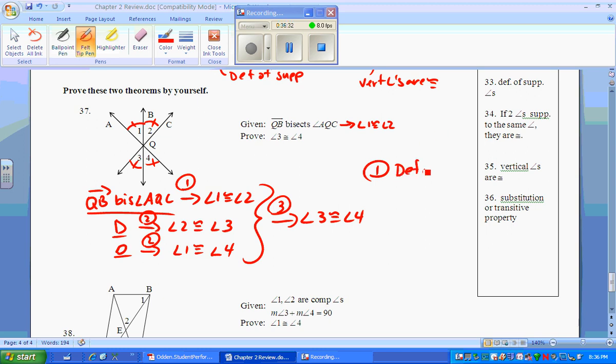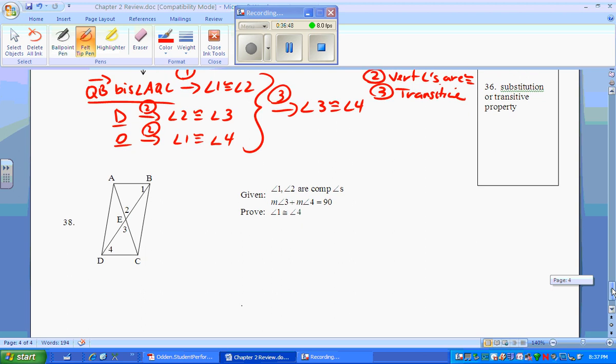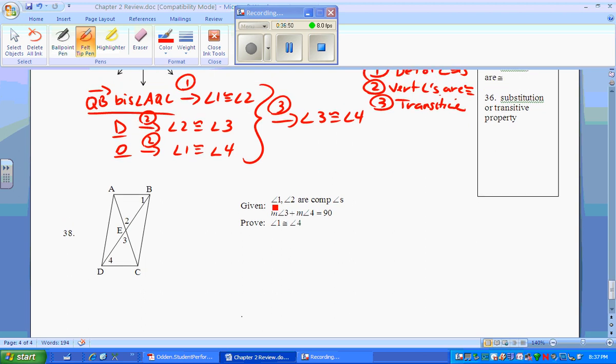First one is a definition of angle bisector. Reason 2 is the vertical angles are congruent. And 3, we're at that transitive property. There will be one just like this on the test on your own.